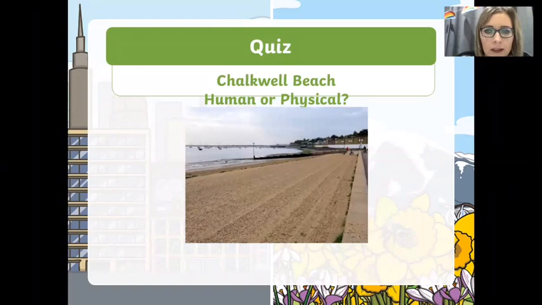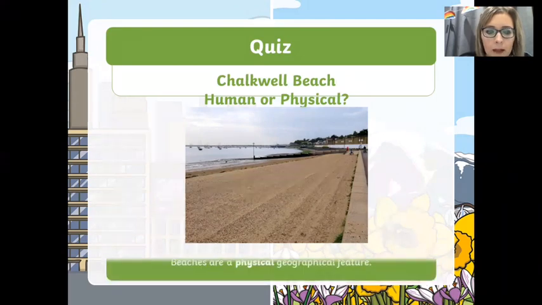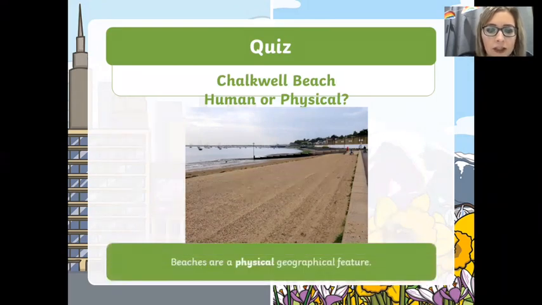Do you recognise this photograph? That's right, it's Chalkwell Beach, just as you walk down from the station. So would that be a human or physical feature? Well done if you said physical. Beaches are a physical geographical feature.